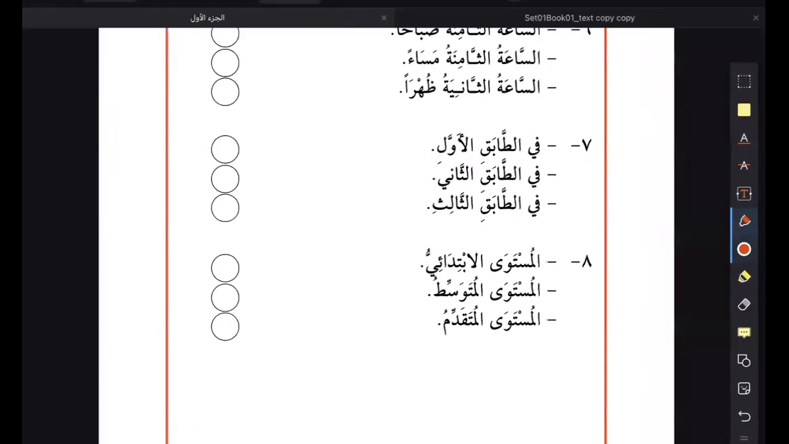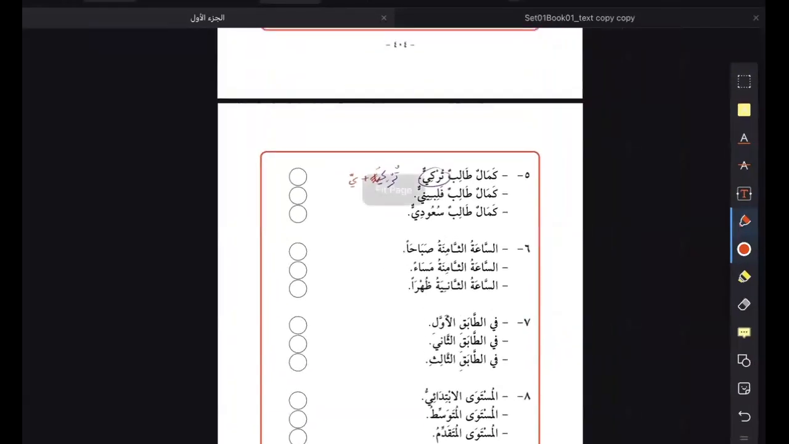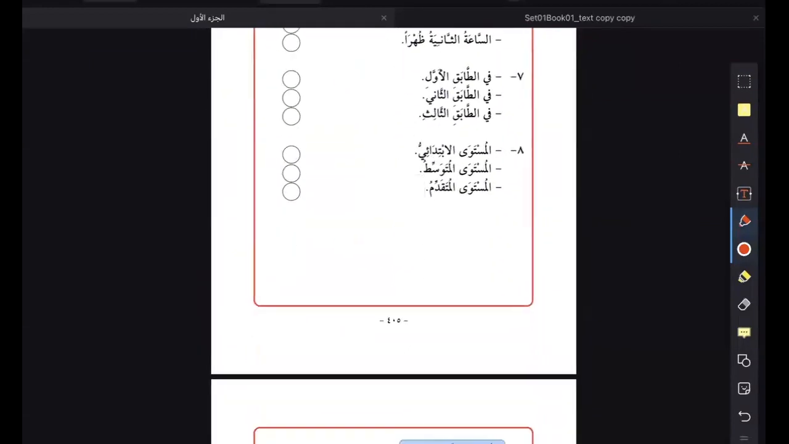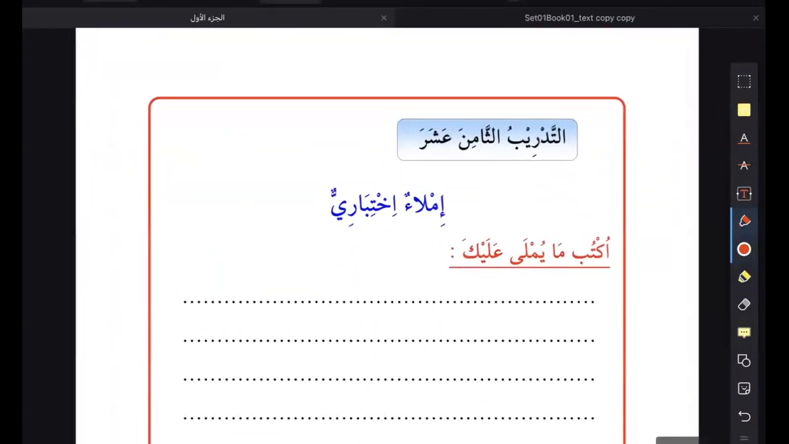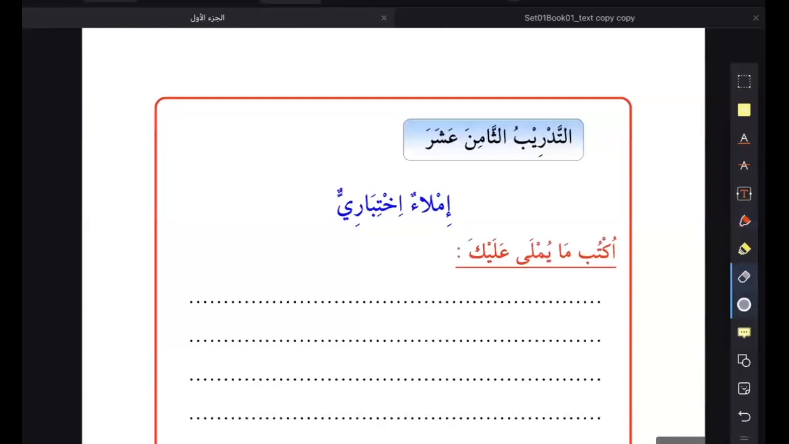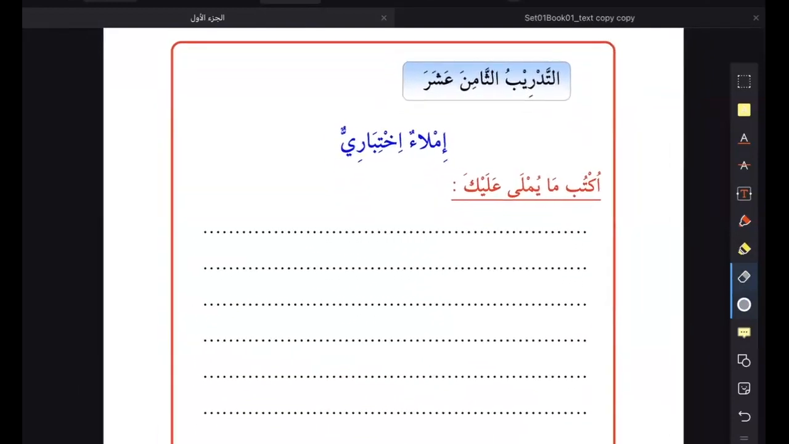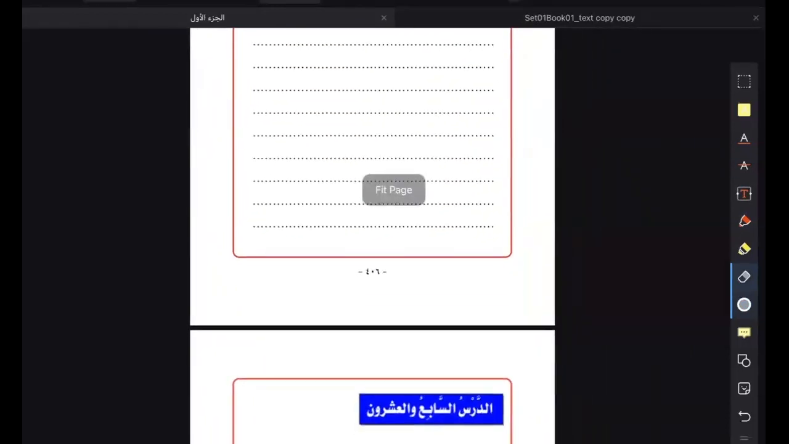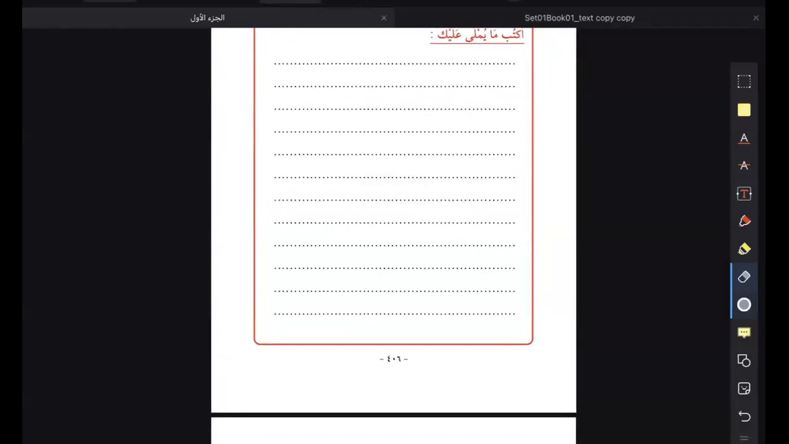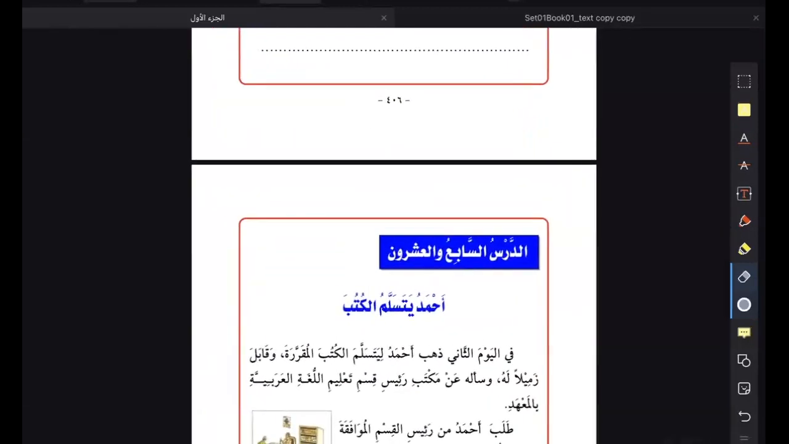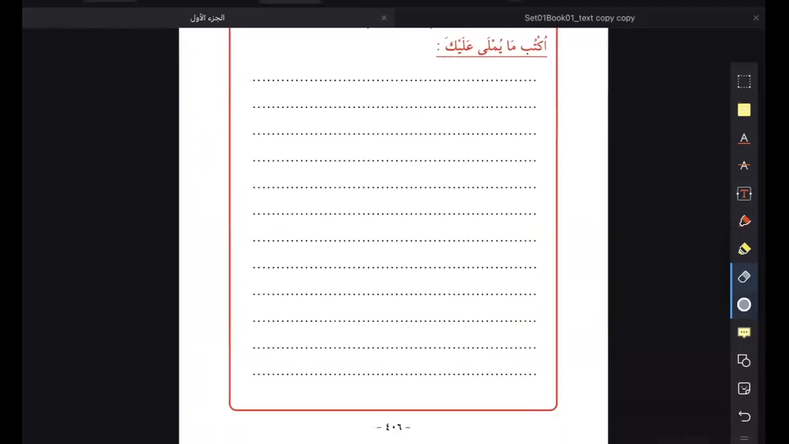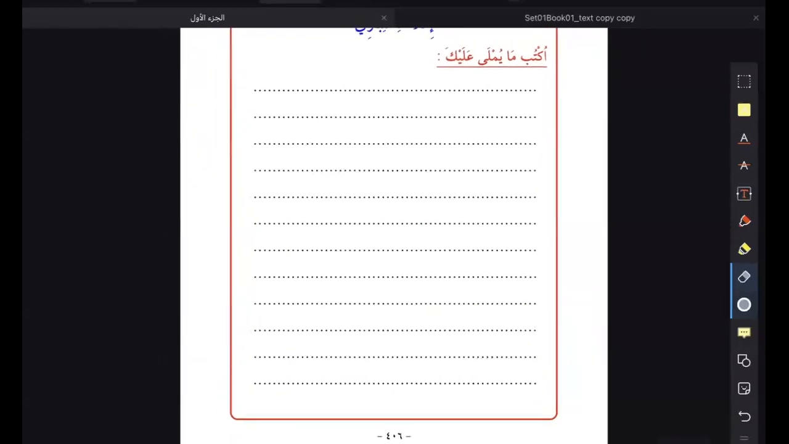Okay, so I think this is fine. I don't see anything else interesting going on. And then the last tadrib we have at tadrib al-thamin ashar, the 18th exercise, which is imla. We haven't done imla because we don't have the materials. Imla is writing. We always skip them. So that concludes our 26th lesson. Okay, inshallah, from next time we will start from the next lesson. So we'll stop here, inshallah.